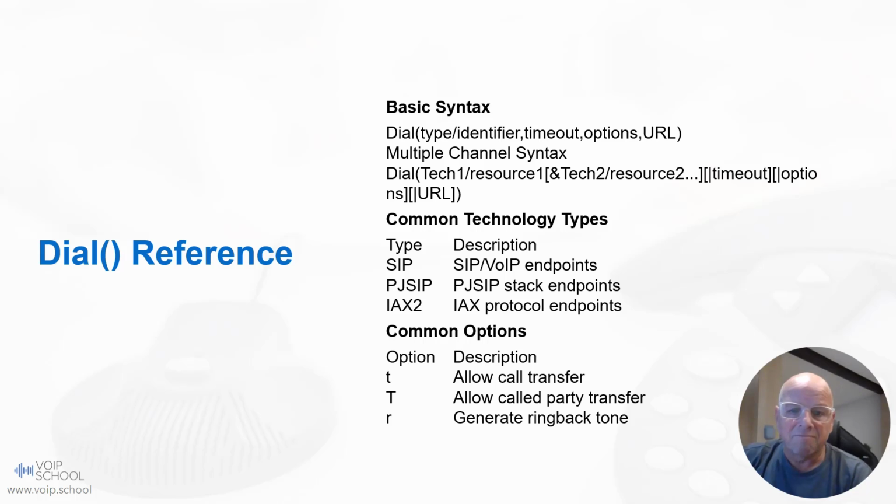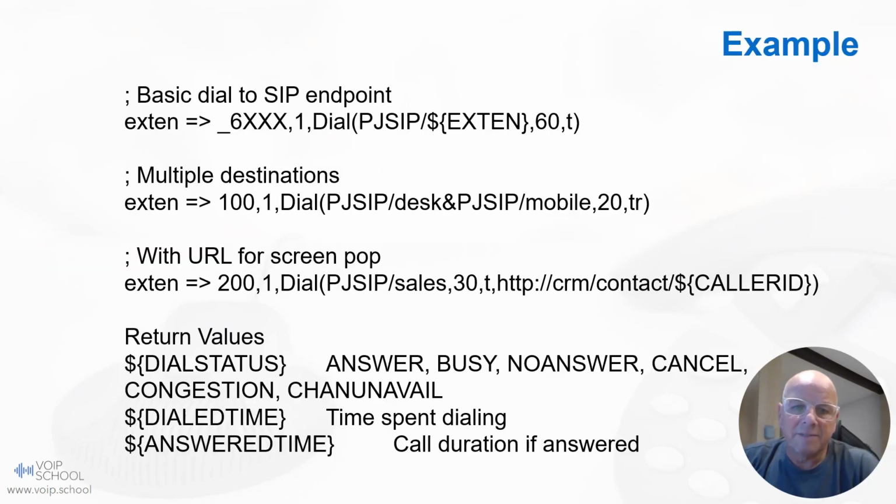So options are T, allow call transfer, uppercase T, allow called party transfer, or generate a fake ring back to the user. So there are many options here. If we look at the core show application, you're going to see all the options that we have here. Here we have some examples.